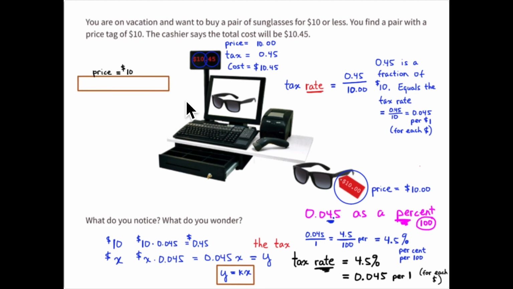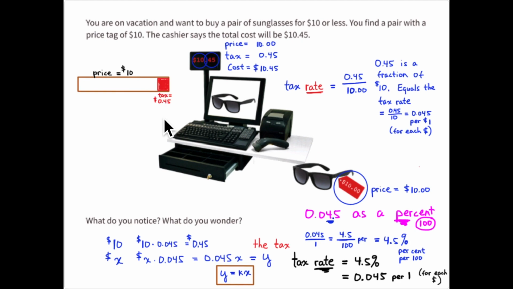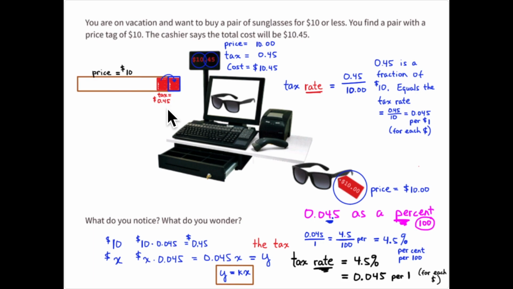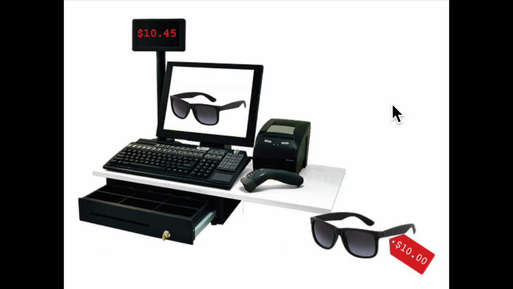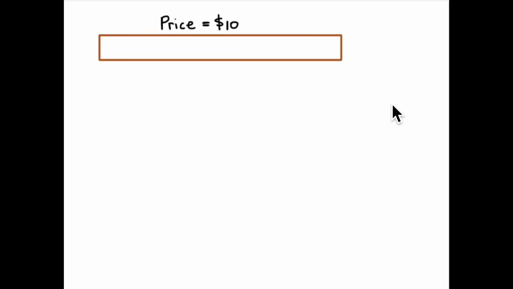So, a diagram. If the price is $10 and you have to pay 45 cents on those $10, that's the tax. That 45 cents is a fraction of this $10. It's a part of this $10. And when that's calculated, you then add that part to the price. And so that 45 cents gets added to the price, and you have to pay $10.45. That is the total cost. So here's the image once again. Here's the diagram that goes with it.